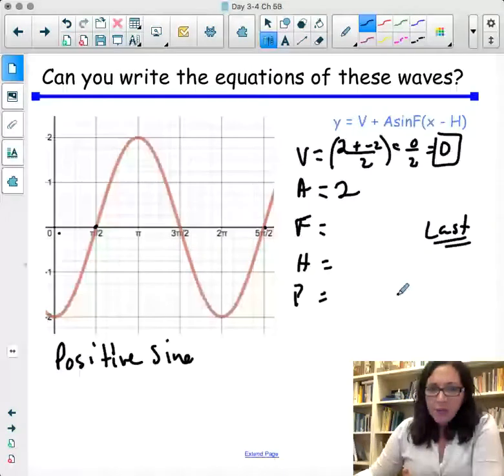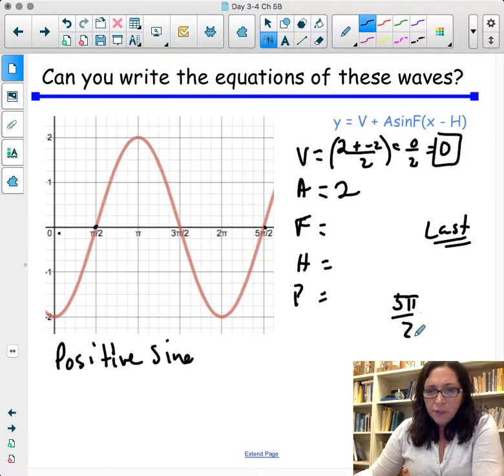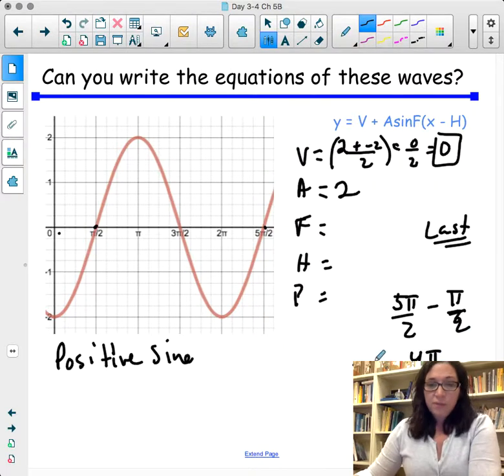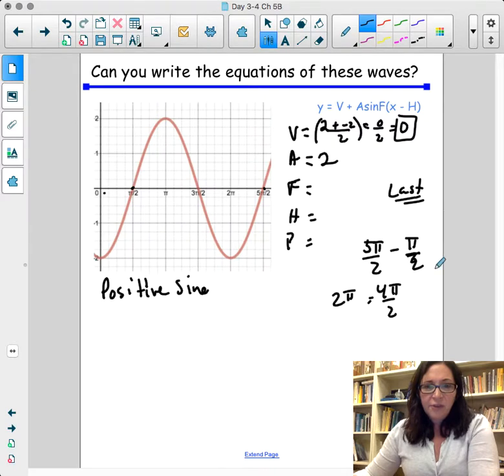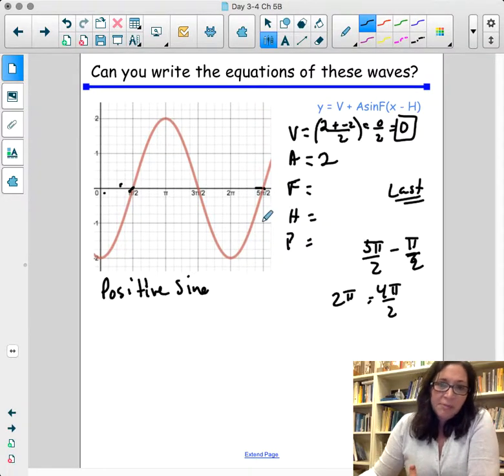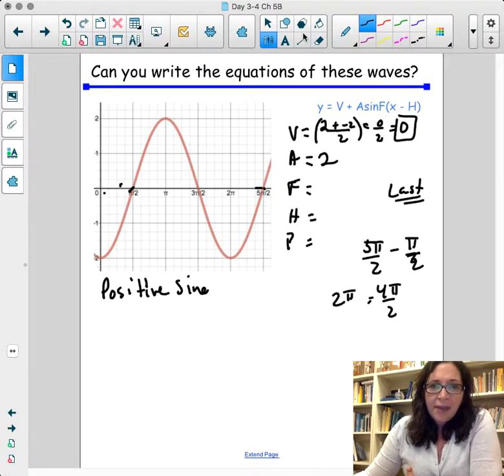So I could go 5 pi over 2 minus pi over 2, which is going to give me 4 pi over 2, which is 2 pi. And what that's doing is telling me that from start to finish, the difference between these two, that's my range. My range is my period, pretty much. And that's what that's giving me.